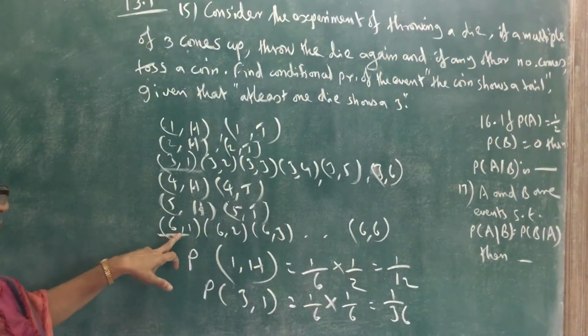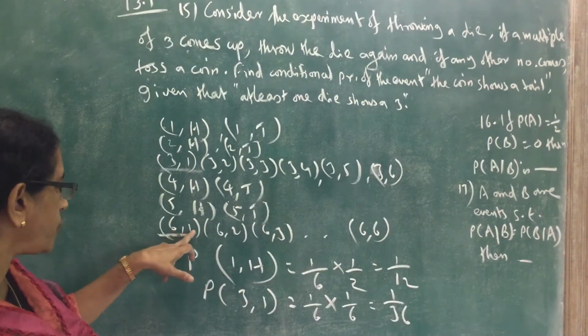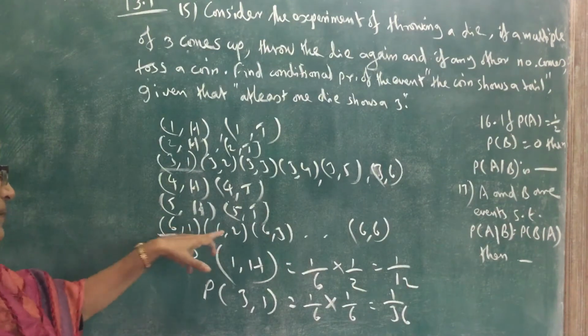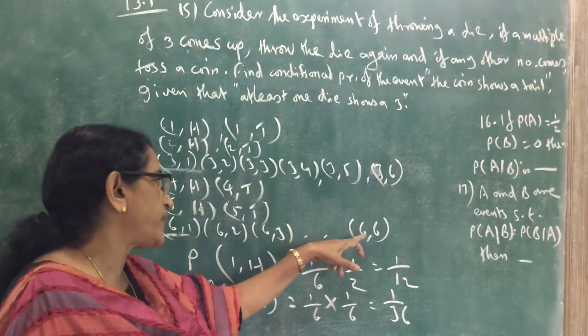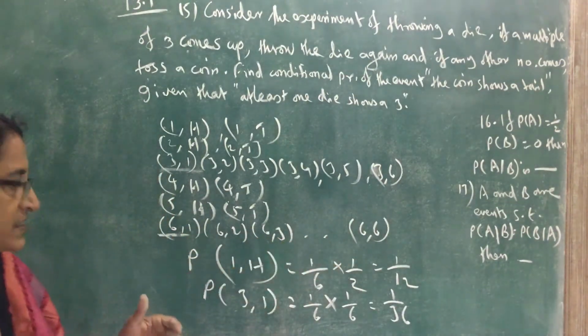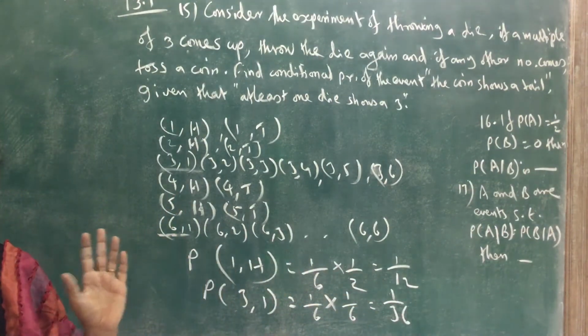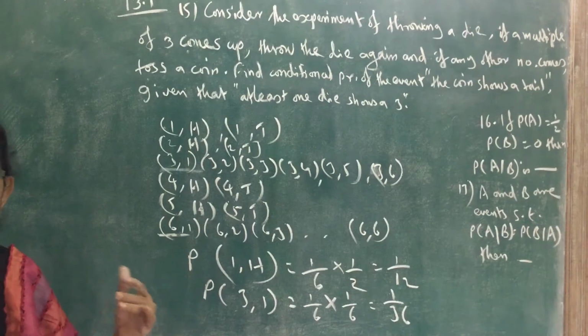Then probability of (6,1) is also 1 by 6 into 1 by 6. So for these elements, probability of (6,1), probability of (6,2), (6,3), etc., probability of (6,6) is also the same, that is 1 by 36. Like that, all the elements do not have the same probability.